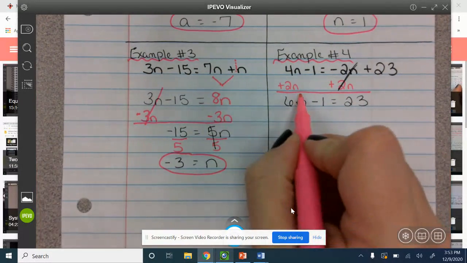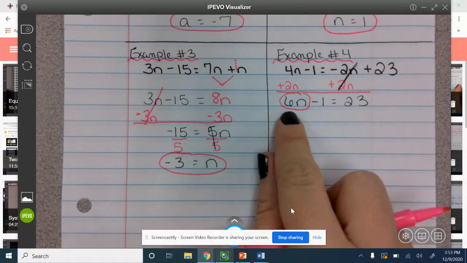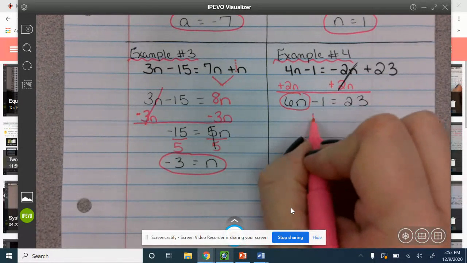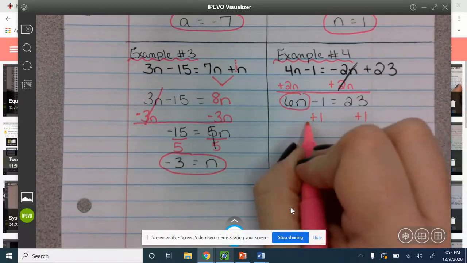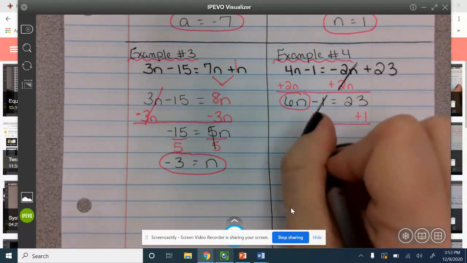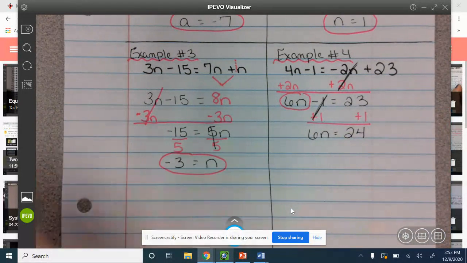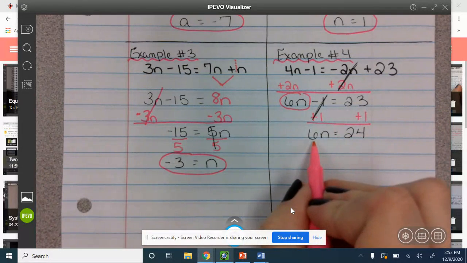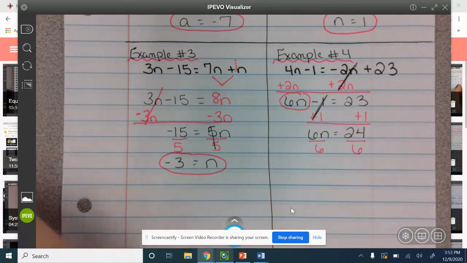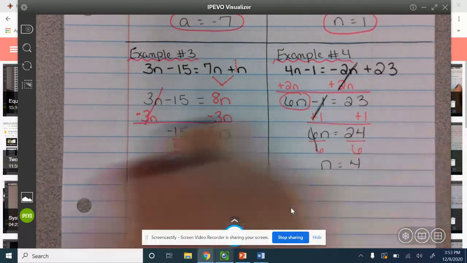Now, this is a two-step equation like we're used to seeing. Circle my 6n, it's my couple. What's the opposite of minus 1, or how do you kick out subtracting 1? You're going to add 1 to both sides. Negative 1, positive 1 cancel. So 6n equals 24. How do you undo 6 times n? You divide by 6 on both sides. So n equals positive 4.